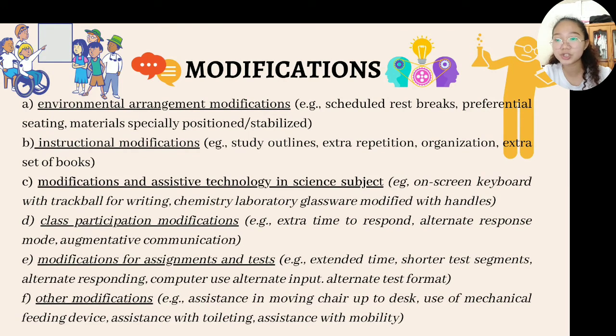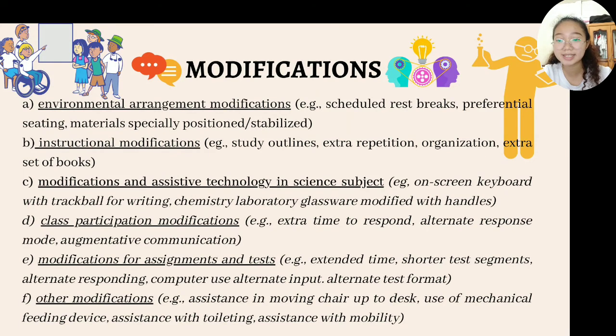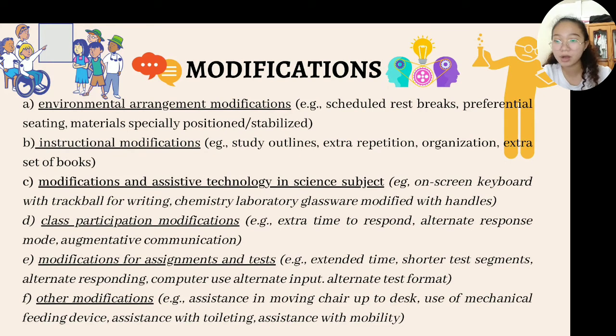Letter B is the instructional modifications. Examples of the instructional modifications are study outlines, extra repetition, organization, and an extra set of books. Letter C is the modifications and assistive technology in science subject. An example is the on-screen keyboard with trackball for writing. In chemistry, laboratory glassware modified with handles, and among many others.